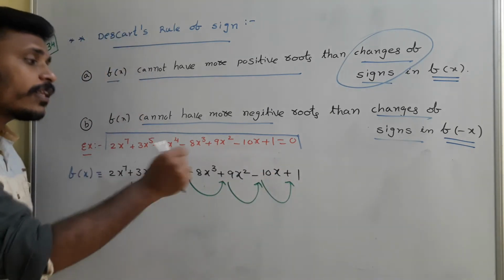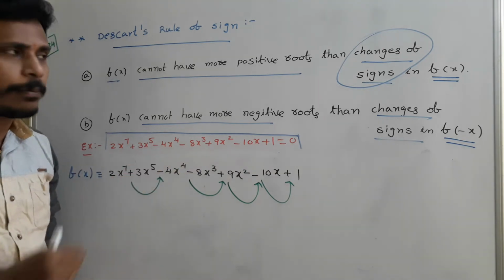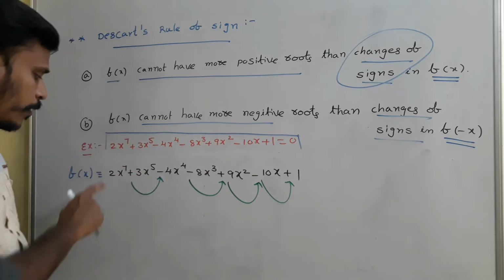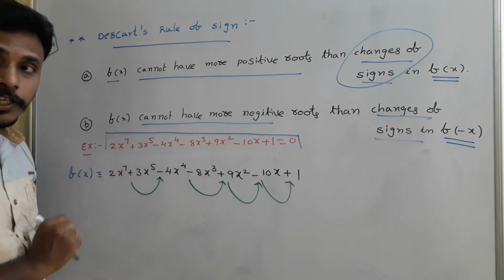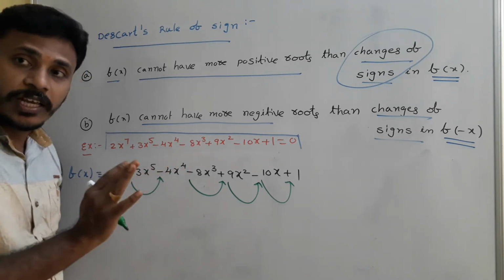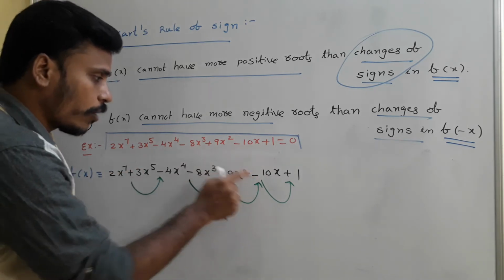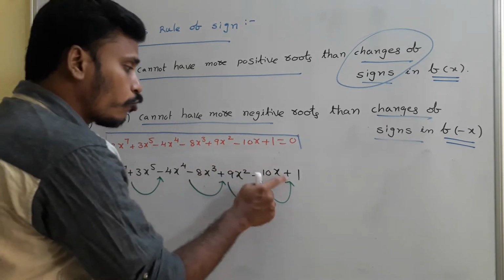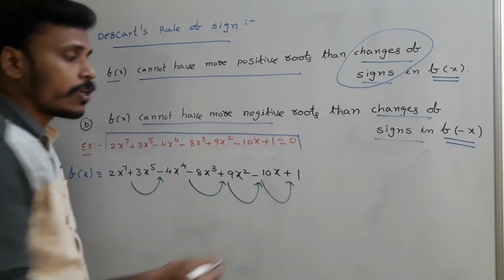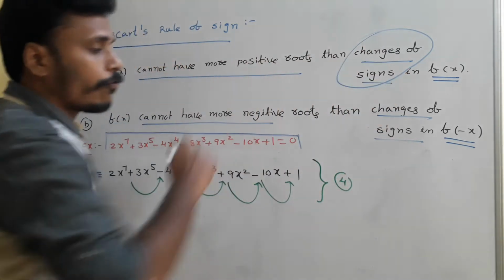You just look at the coefficients. Okay, so this is simply sign change, which means simply observing the coefficients. Positive, positive, no sign change. Positive, negative, sign change. Negative, negative, no sign change. Negative to positive, sign change. Positive to negative, sign change. Negative to positive, sign change. Totally, how many sign changes are there in f of x? Totally, there are 4 sign changes in f of x.